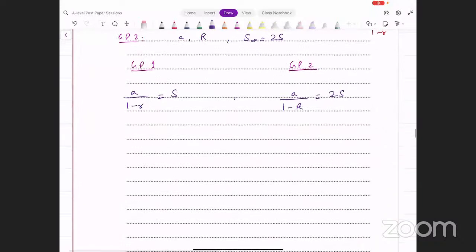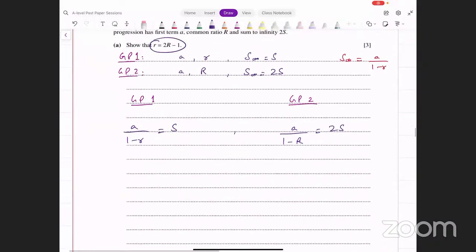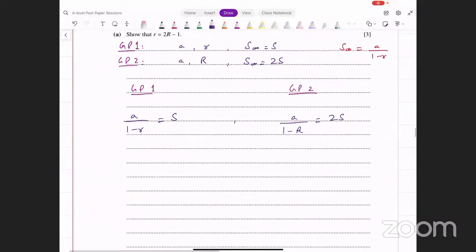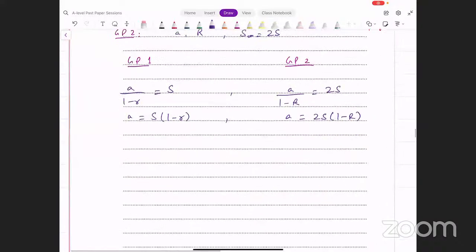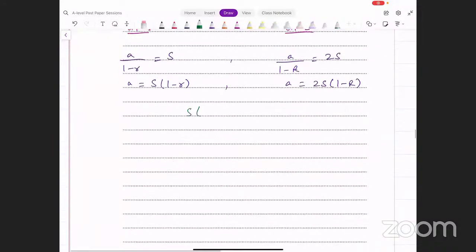ये आपके पास दो equations आ गई. आपको small r और capital R में relationship चाहिए, ठीक है? तो आप क्या कर सकते हो, a को eliminate कर दो, a equals S. अब या a को subject बना के eliminate कर दें या S को eliminate कर दें, it's the same thing, एक ही बात है. Making a the subject, it becomes S into 1 minus r, and the other equation if I make a the subject, I get 2S into 1 minus capital R. Now I can equate these two. We get S into 1 minus r, that equals 2S into 1 minus capital R.